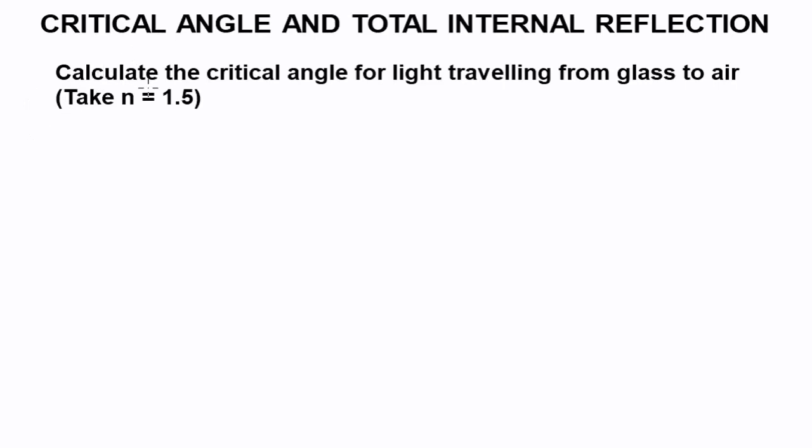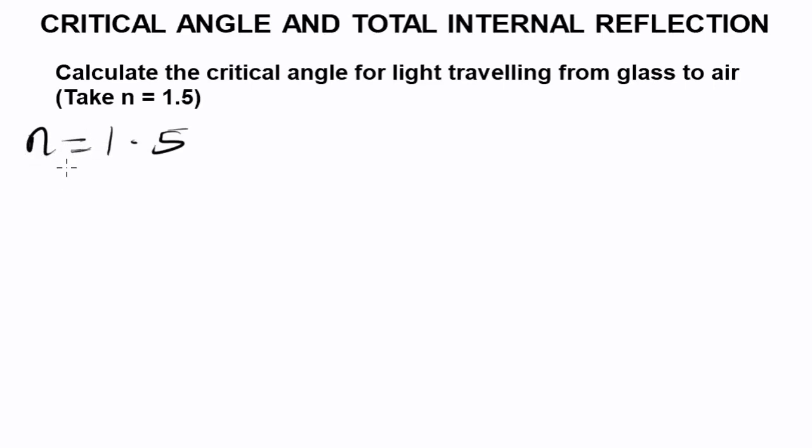The question says, calculate the critical angle for light traveling from glass to air. We are given the refractive index n to be 1.5. So we have n to be 1.5. Again, it's important you note that critical angle is the incident angle at which the angle of refraction is 90 degrees when light passes from a denser medium to a less dense medium. Thus, it could be from glass to air.